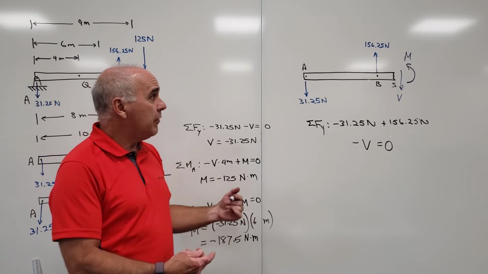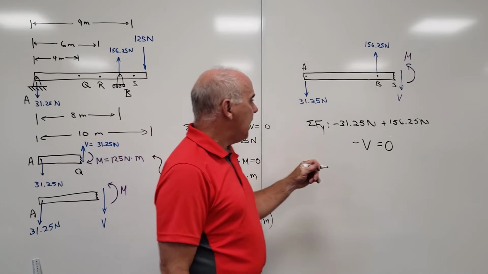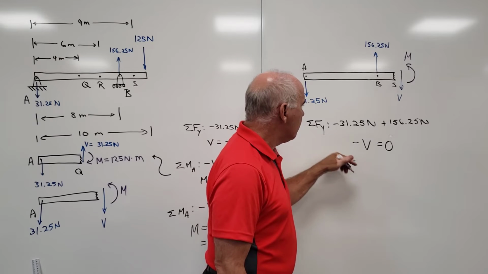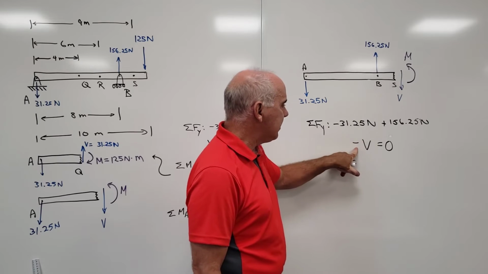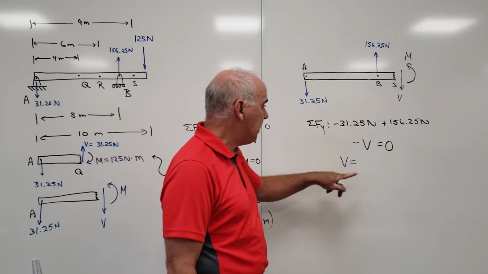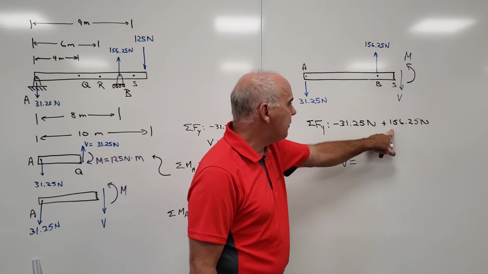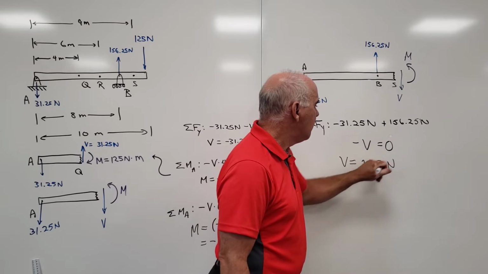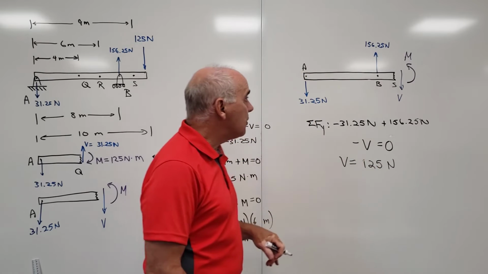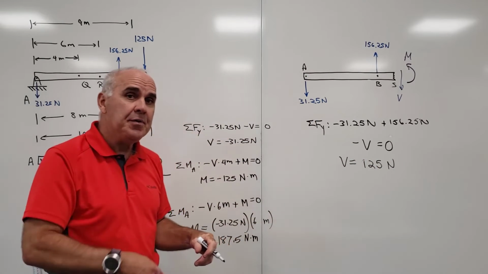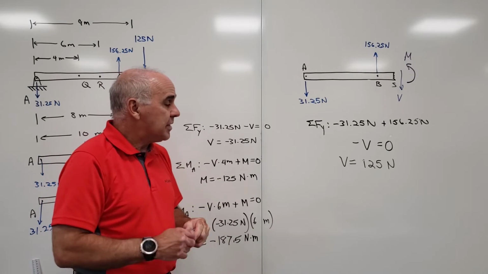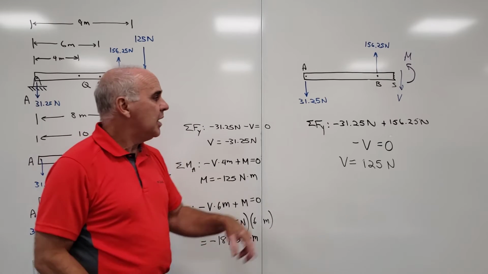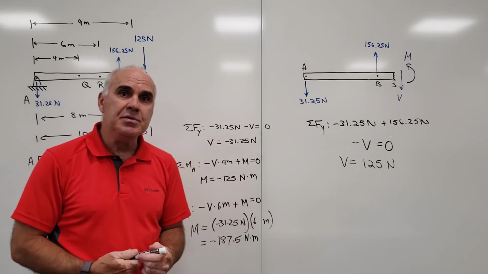And so when I solve that out, I'm going to get that V equals minus 31.25, because that's negative. When I bring it to the right-hand side, it's going to be positive. Minus 31.25 plus 156.25, that's 125 newtons. So the shear force now is in fact down, but we consider down to be positive for shear forces, and so that's 125 newtons, right?